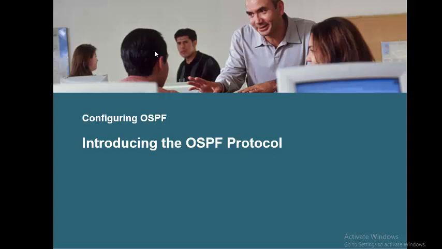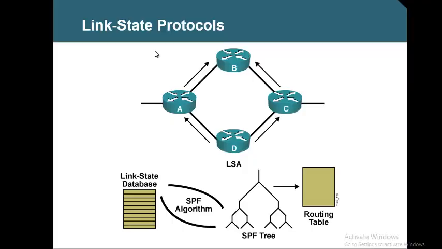Introduction to OSPF protocol. As we know, this is a link state routing protocol. Only by collecting the link state advertisements, the routes are determined. That's why it is a link state routing protocol. Repeating again, based on the link state advertisement, the routes are determined. So no routers will advertise their best route.